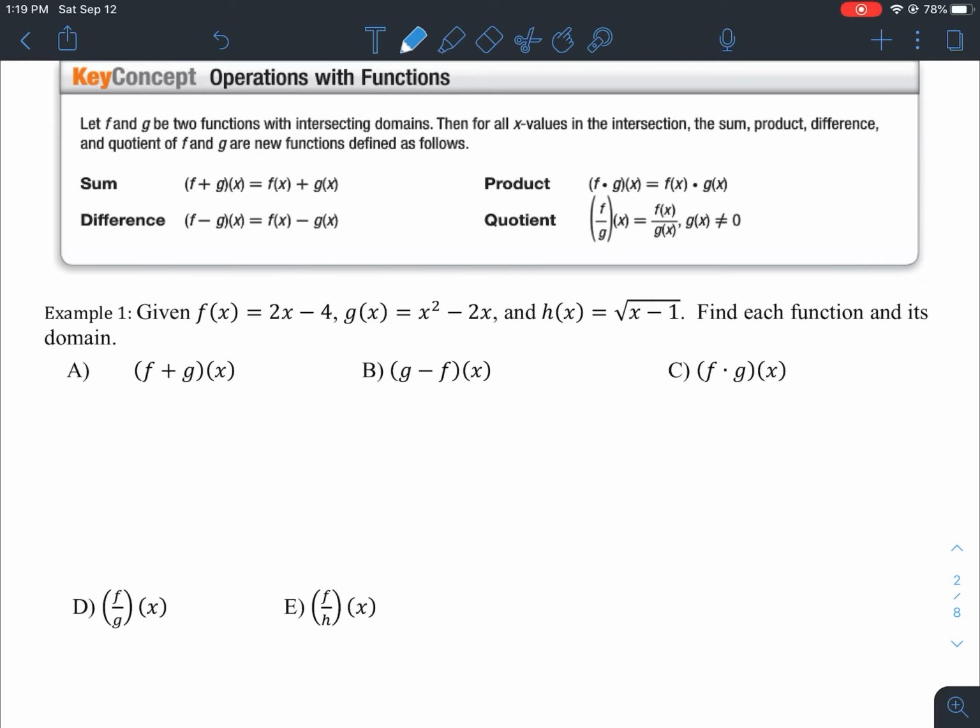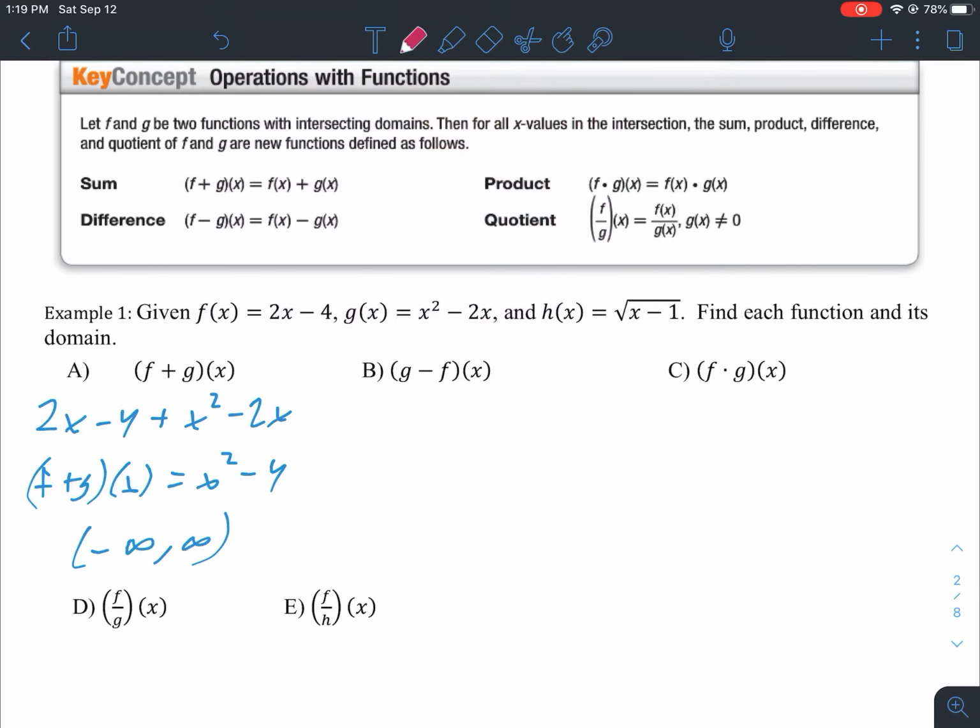So first one, part A, says f plus g. So this is f, this is g. All we can really do there is combine like terms, and we get x squared minus 4. Since f's domain is all real numbers and g's domain is all real numbers, the domain of f plus g is also all real numbers.